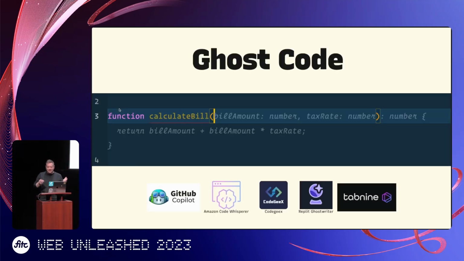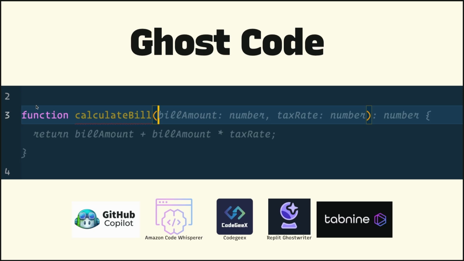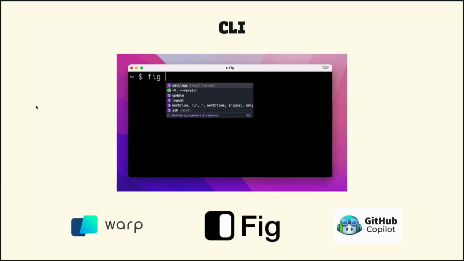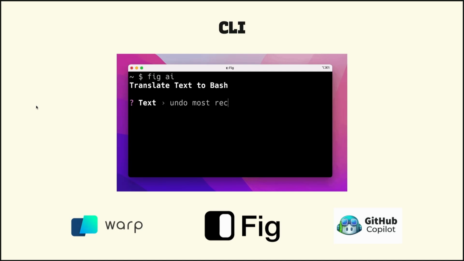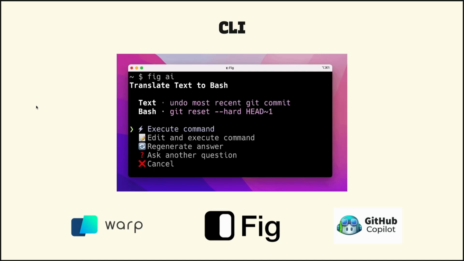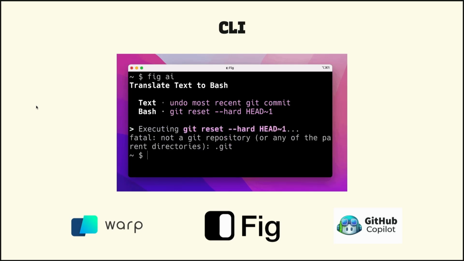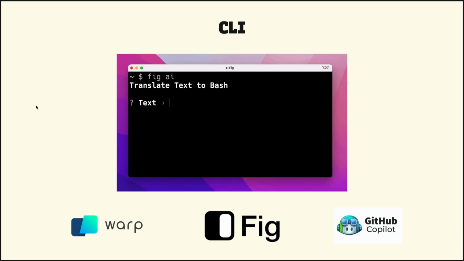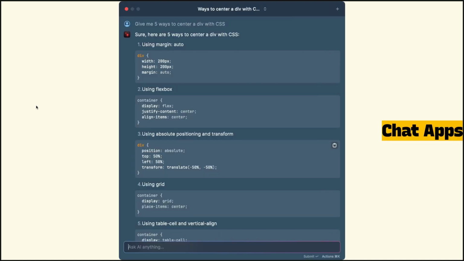And probably the one that most of us have interacted with is ghost code, right? You start writing a function or something like that, and it will try to guess what you want and autocomplete that for you. That's pretty handy. There's lots of different services that have implemented this type of thing. We have it in the CLI, lots of CLI tools where, what's the git undo thing? I just committed something and that was wrong. I want to amend the commit. What's the weird git thing for that? Well, you just type it in English and it will translate it to a bash command.